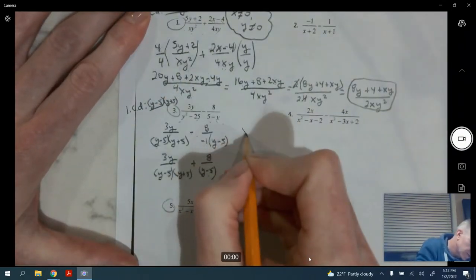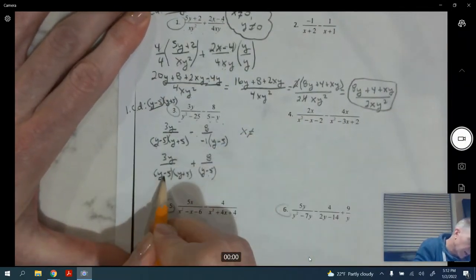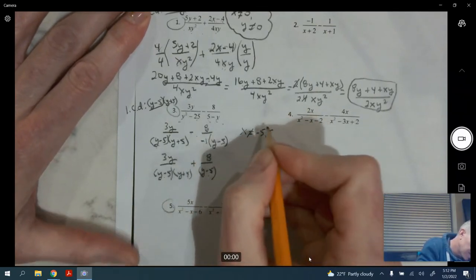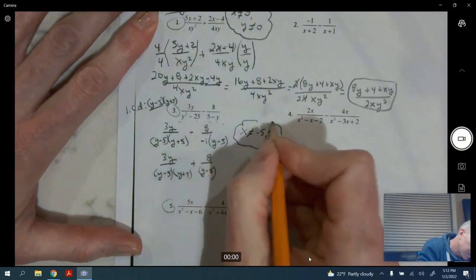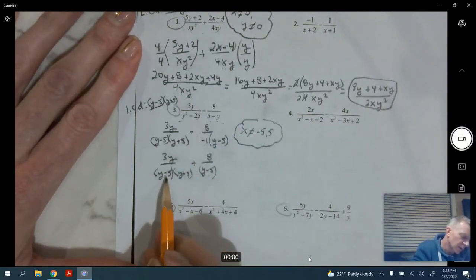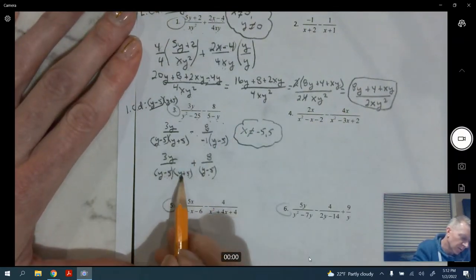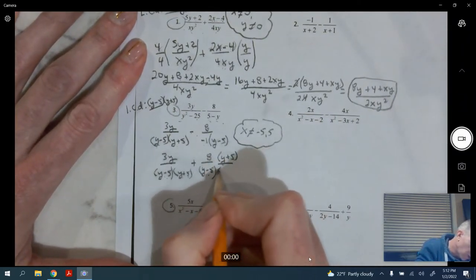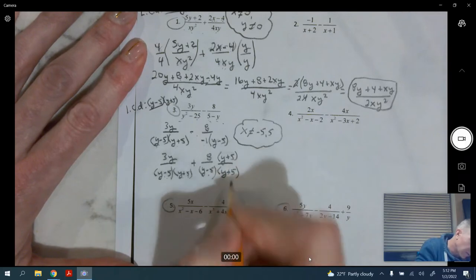And our restrictions: x cannot equal positive 5 or negative 5. Okay, so to get common denominators, this one is going to need a y plus 5, so we'll multiply by y plus 5 over y plus 5. Remember, that's our clever form of 1.